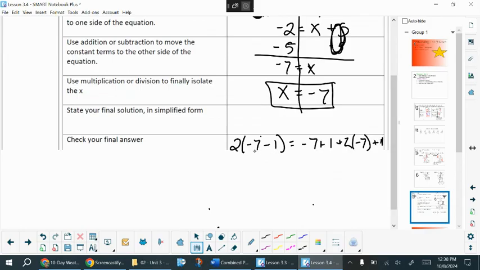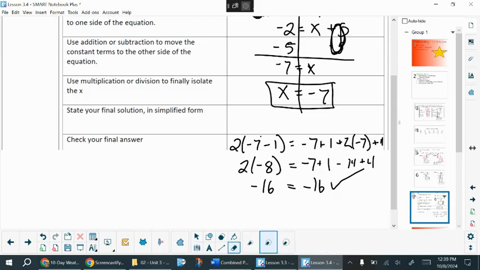I'll do my GEMDAS here. So inside the parentheses first gives me negative 8. On this side, I'll go ahead and multiply that. 2 times negative 7 is negative 14 plus 4. 2 times negative 8 is negative 16. And then I've got negative 7 plus 1 is negative 6. Minus 14 is negative 20. Plus 4 is negative 16. So our equation is equal on both sides. We definitely got the right answer.